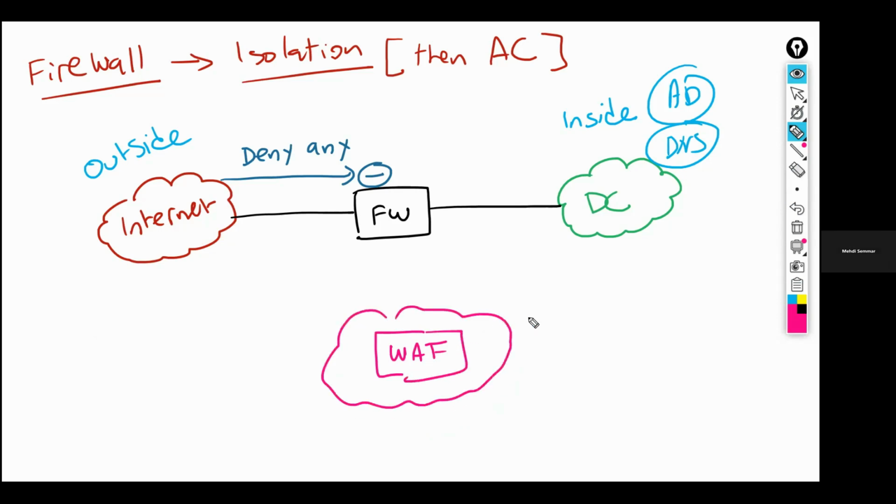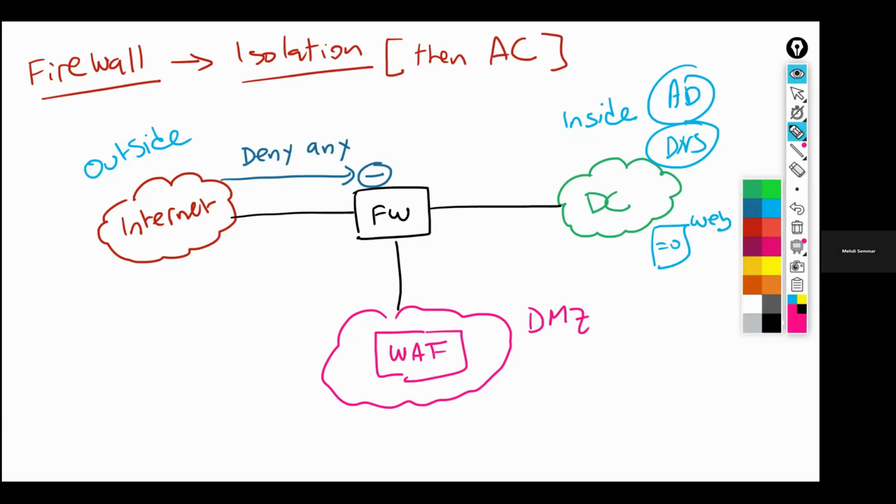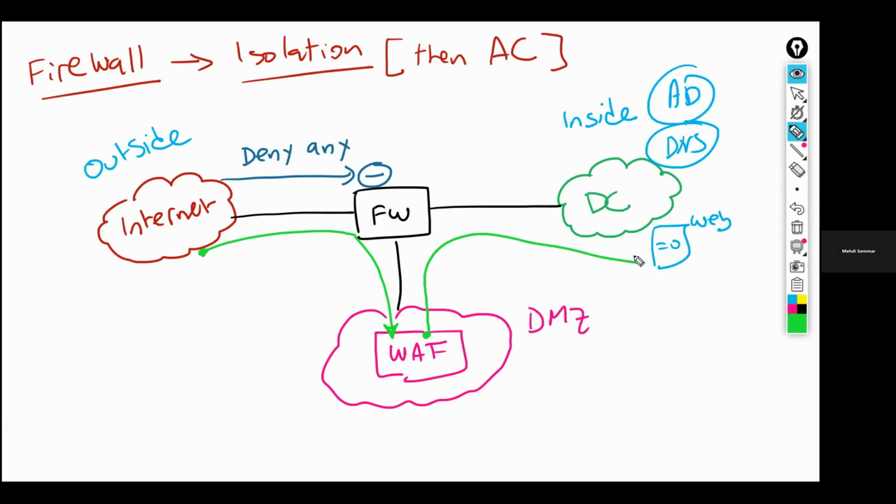Now, the difference that you may find between organizations is the following. Some organizations prefer to put the back-end web servers in the data center like this. So when you try to access the application, you are going to the firewall. The firewall allows you to go to the DMZ. Then the WAF takes the traffic and sends it back to the data center. This is using the one-arm deployment.